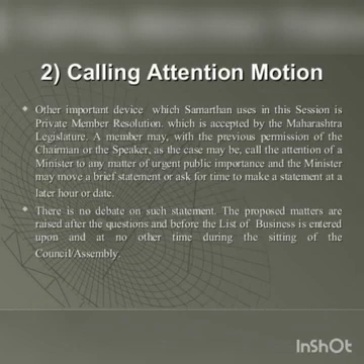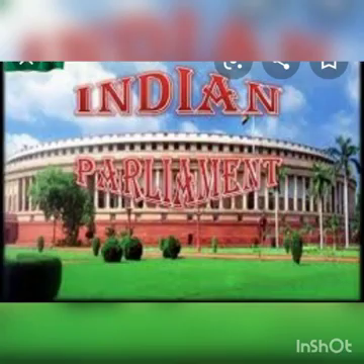Another parliamentary device used by the Parliament is calling attention motion. This is done to call the attention of a minister to any matter of urgent public interest or importance. So these were some of the important parliamentary devices that you have to understand in this chapter. Thank you.